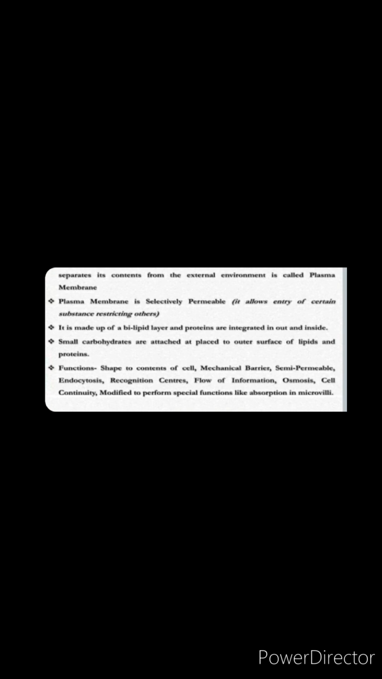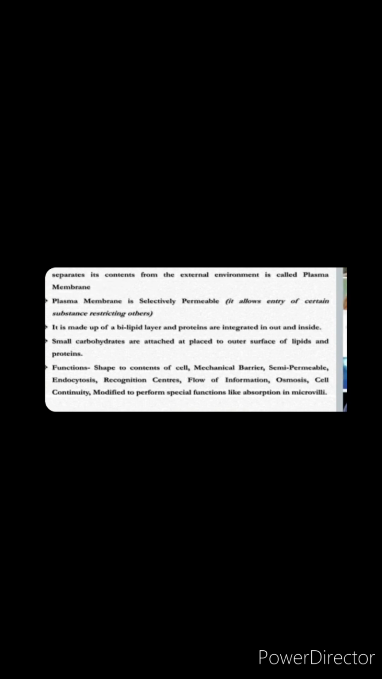So let's see the functions of the plasma membrane. Its function is to give shape to the content of the cell, and it is also a mechanical barrier, semi-permeable in nature. Endocytosis happens through the plasma membrane. It recognizes harmful or useful elements for the cell, and cellular communication happens due to the plasma membrane. Then osmosis, the equality of the amount of fluid between two cells, and then cell continuity, meaning cell growth.